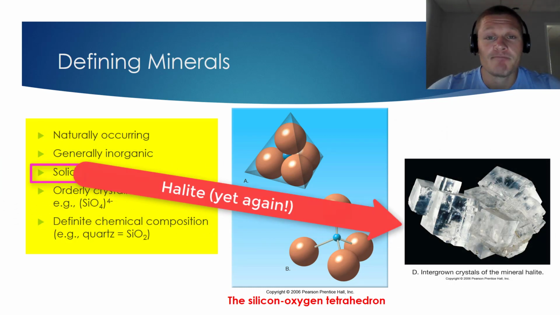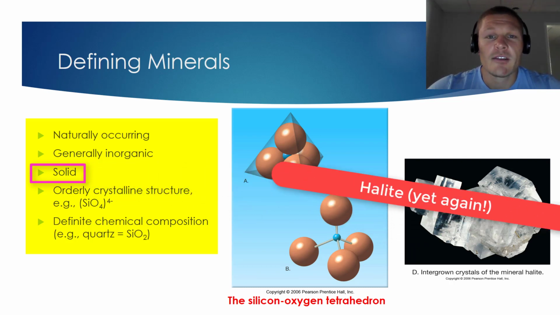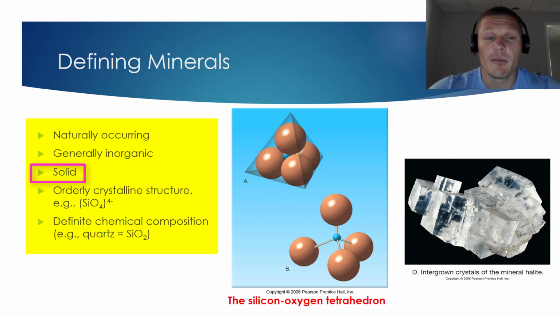Minerals also have to be solid. They cannot be liquids or gases. So although it's kind of weird, water ice is classified as a mineral. The other 2 characteristics: minerals have to have an orderly crystalline structure.